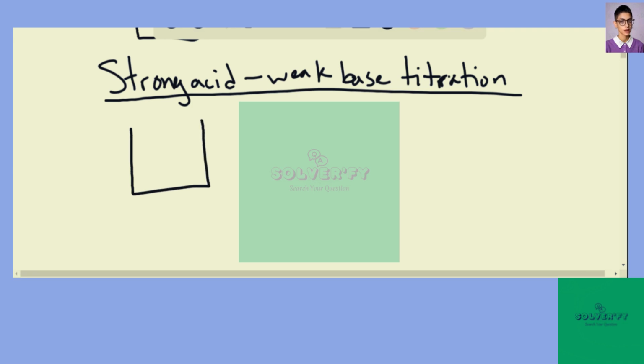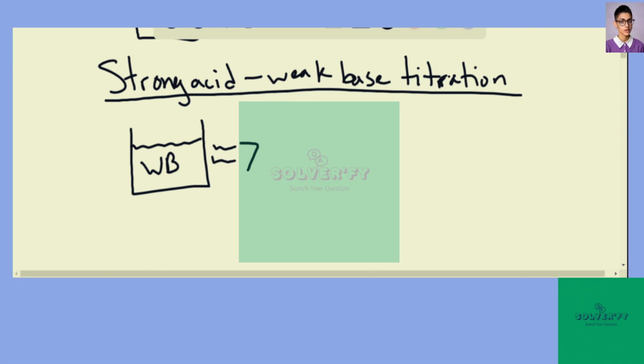And for a strong acid to weak base titration, there's only weak base present in here. So it's very, very close to 7 as well. It'd be slightly above 7, but very, very close to 7.